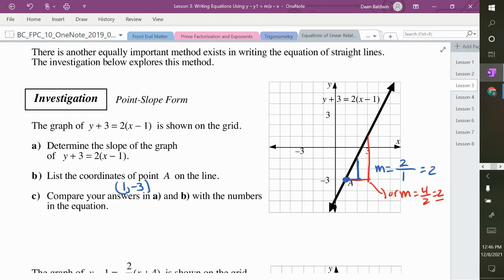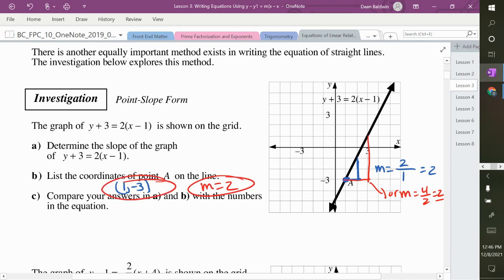Yeah. Did you get two? Yeah. Doesn't matter where you draw your triangle. If I use the blue triangle, it's 2/1. If I use the red triangle, because they all go through the corners, it's 4/2, which is still 2. Okay? Yes? All right. So we have a slope of 2.